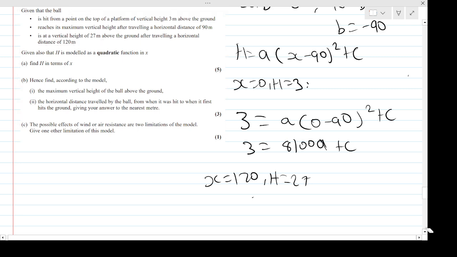And that's the whole idea, right? To convert the worded information into actual mathematical information. So convert that into what the value of x and h is, which we can use to substitute in. Anyway, we can substitute that into our model here. So h is 27. That would be a lots of 120 take away 90 all squared plus c.